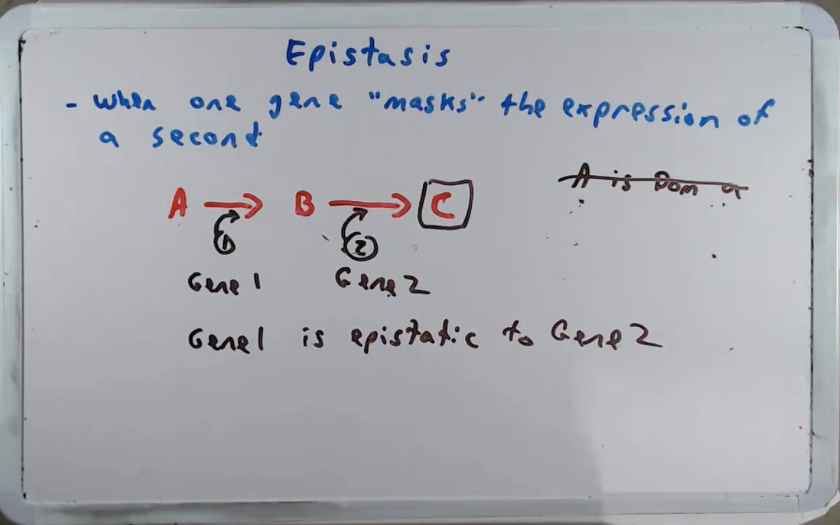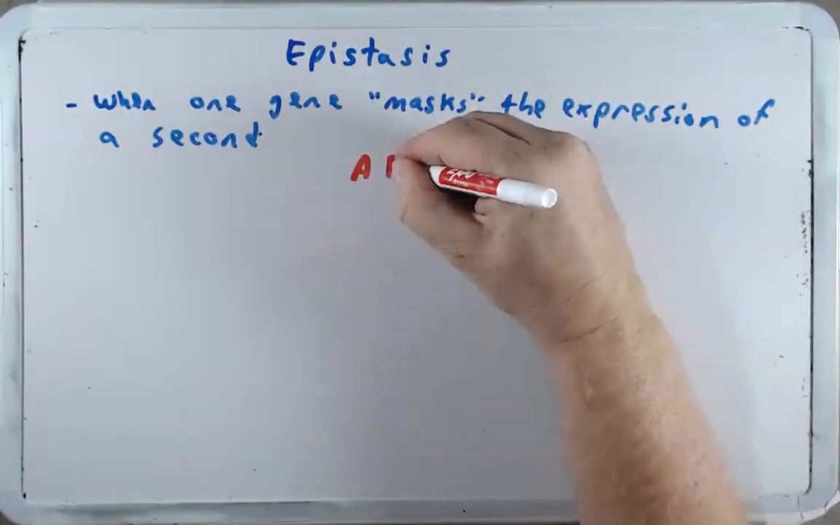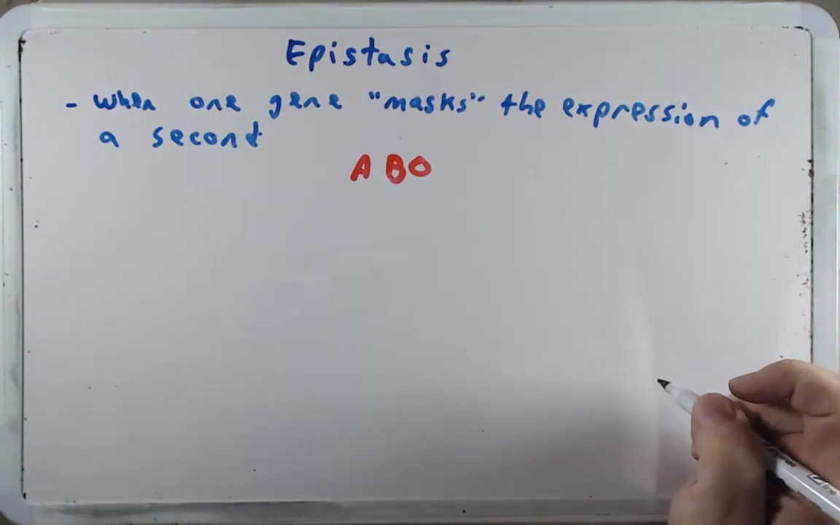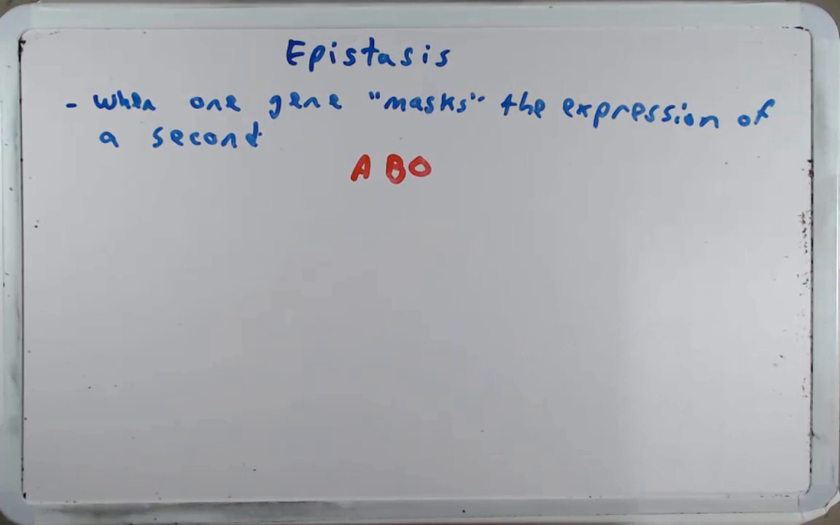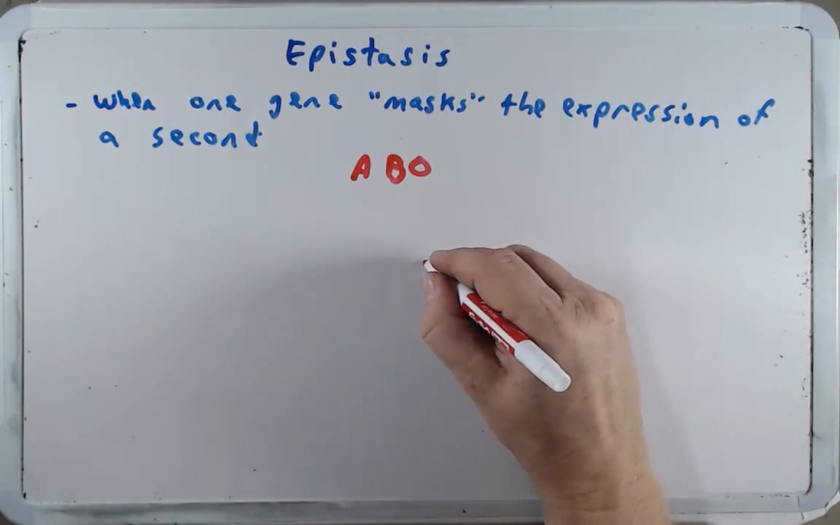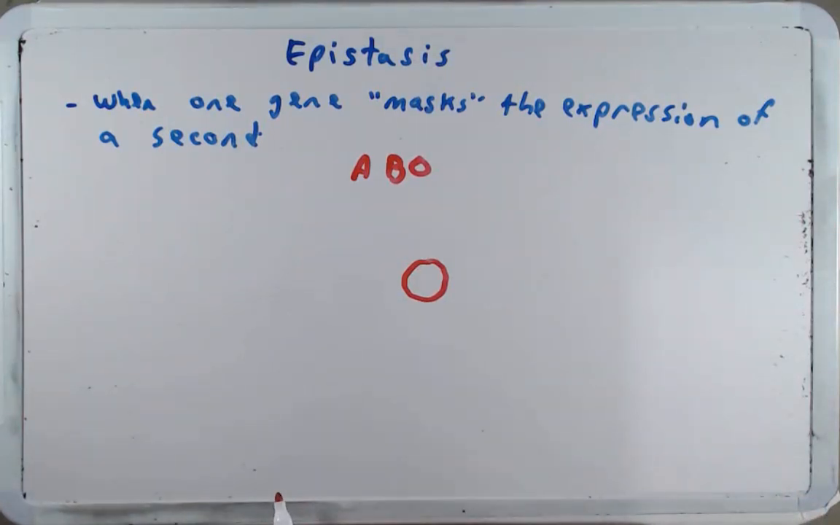So an example of this is going back to our blood types. So let's use our ABO blood type to talk about epistasis. And we didn't go into details about this earlier, but the pathway to make A or B or O blood is more complicated than we let on. We know that in the course of making the red blood cell, at some point you make a precursor. I'm just going to show that as a circle.